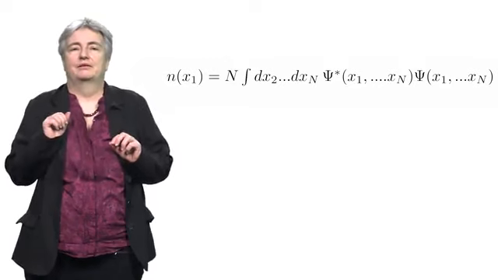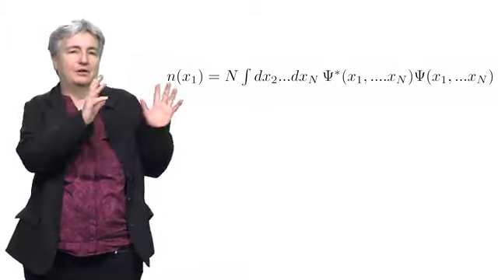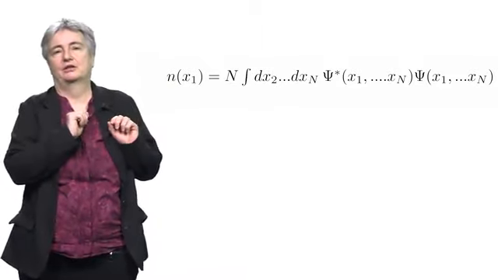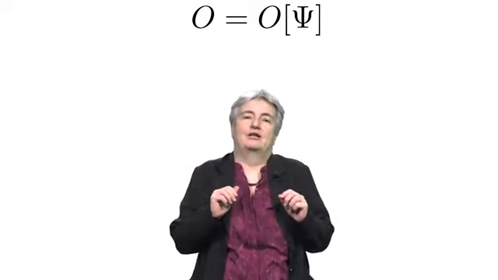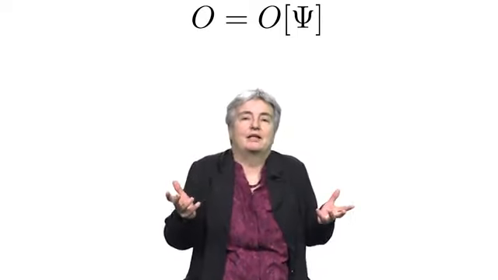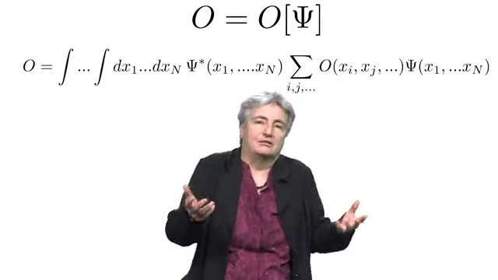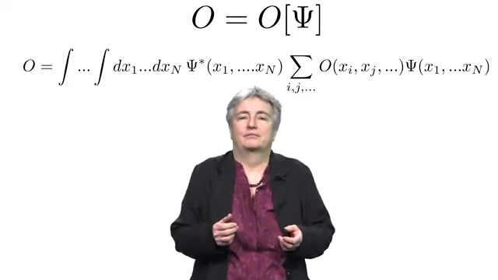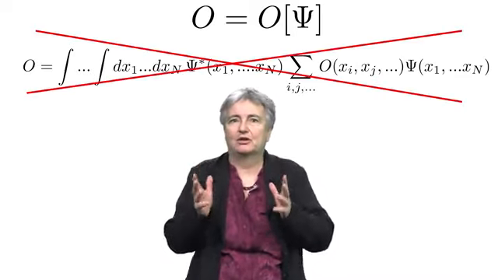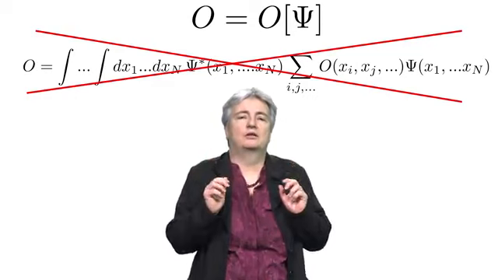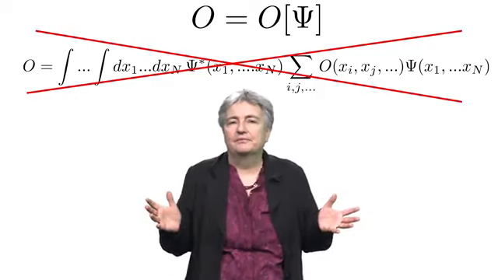As you remember, the ground state density is given as an integral of the many-body ground state wave function. More generally, we know any observable actually as a functional of the many-body wave function. The observable is an integral over this wave function. But this is exactly what we do not want. We do not want the many-body wave function around. So what can we do?